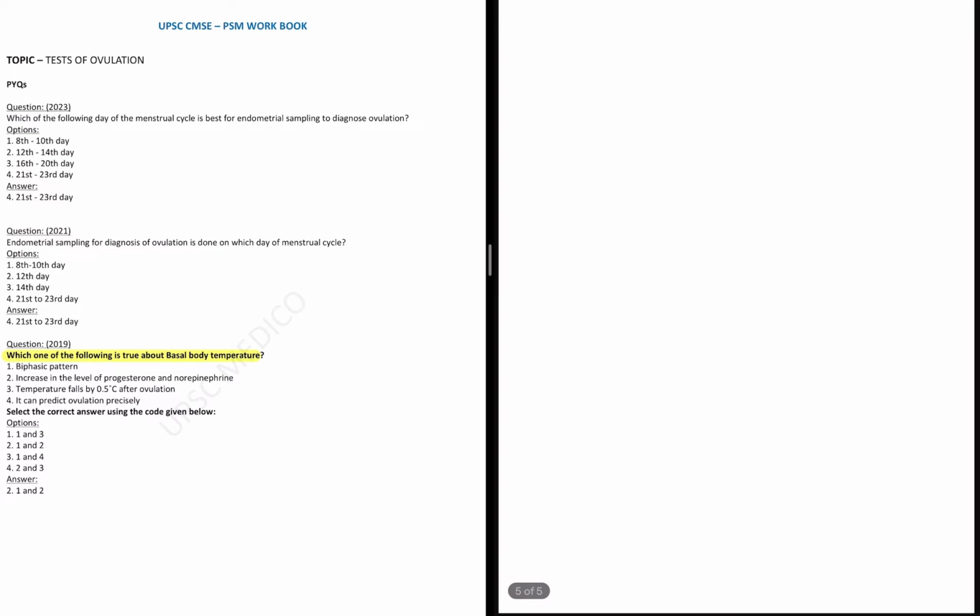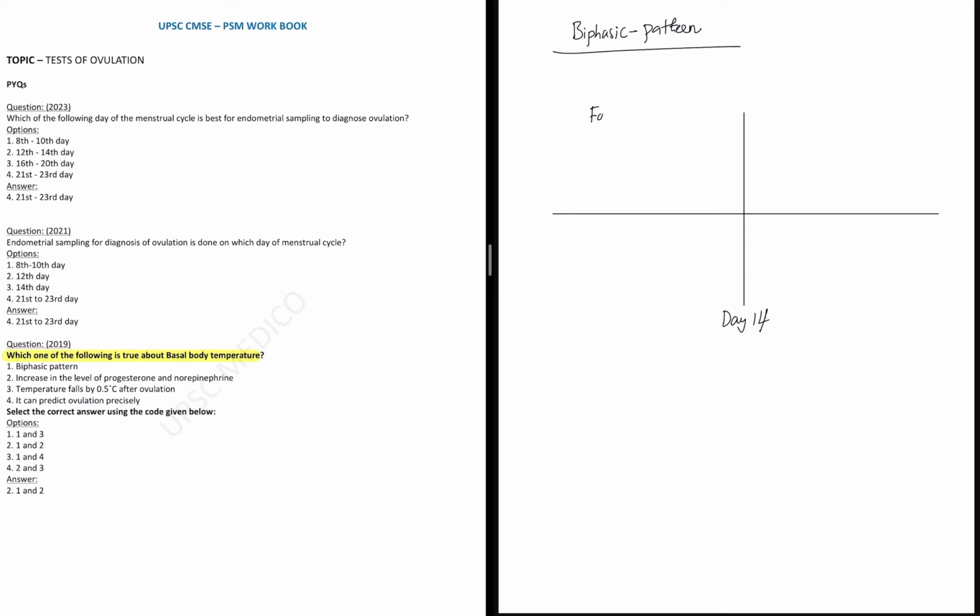When you want to know about basal body temperature, the first important point you should understand is that there is a biphasic pattern of temperature change in women of reproductive age group. How to understand this? Let me draw a line, and let me mark the day of ovulation, that is day 14, right? On this side, the first phase is because of the follicle, so we call it the follicular phase. The next phase is because of the corpus luteum, and we call it the luteal phase.